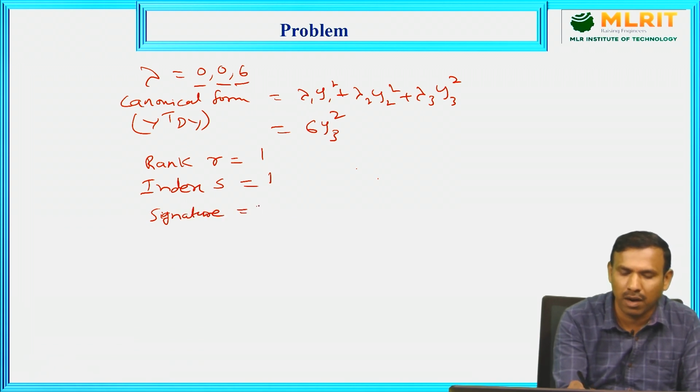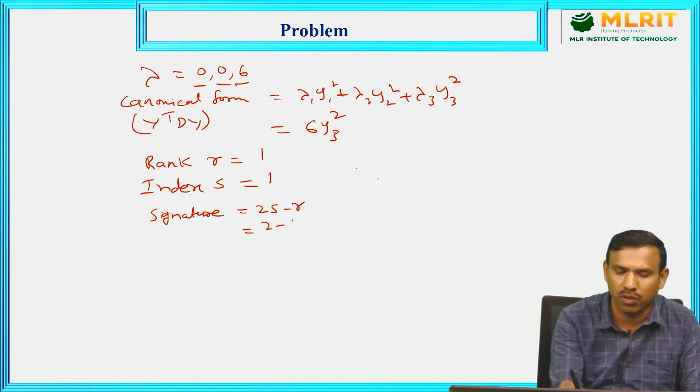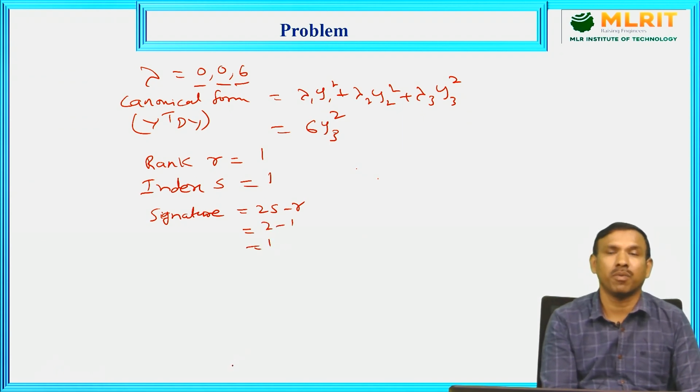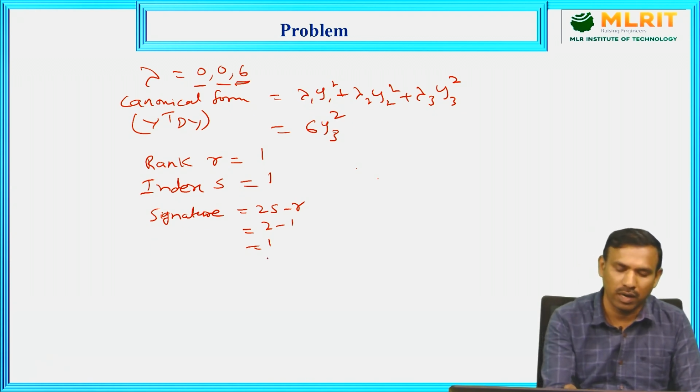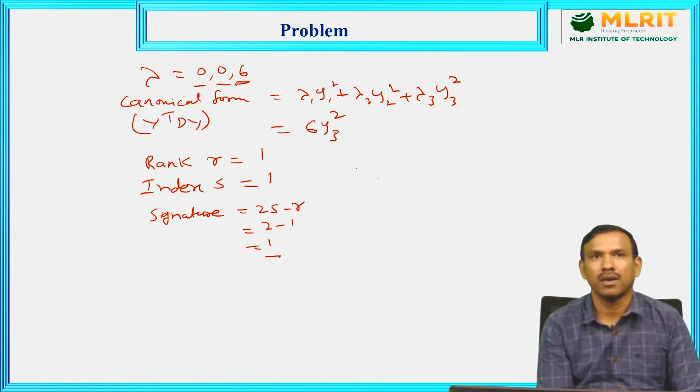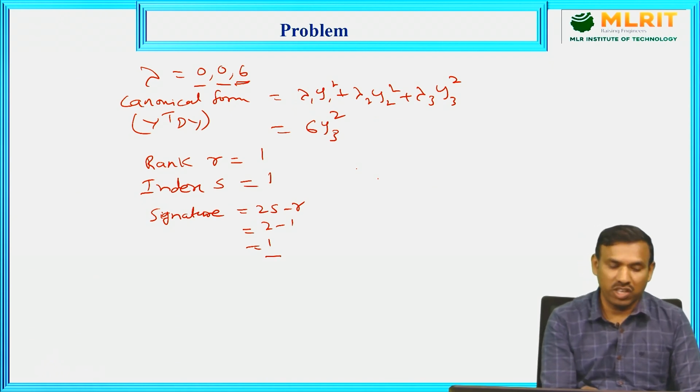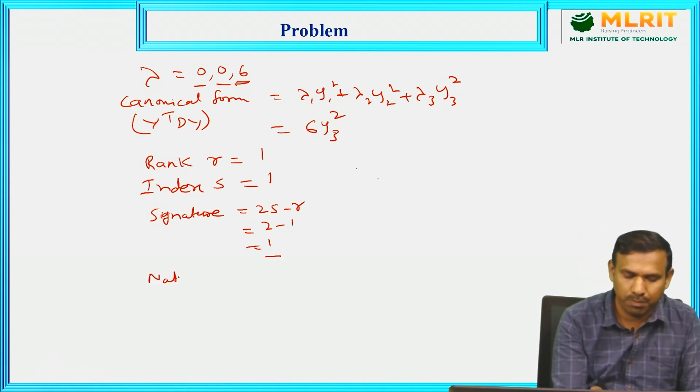Next, signature, that is the formula 2s minus r. So 2 into 1, 2 minus 1, which is equal to 1. You can also define it as the difference between positive and negative terms: only one positive term, no negative terms, 1 minus 0, 1. Right? Rank, index, signature.